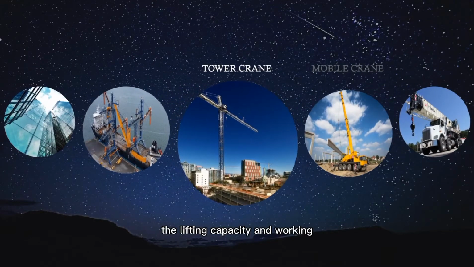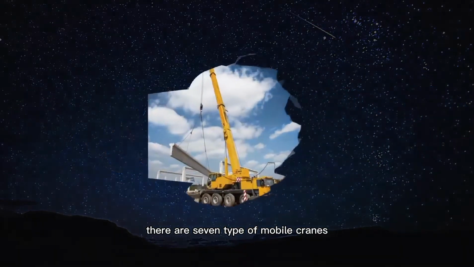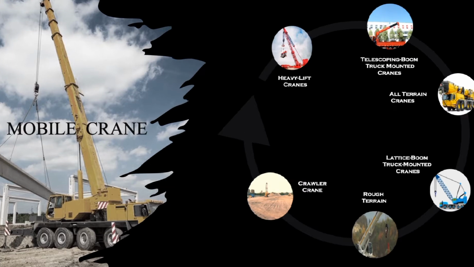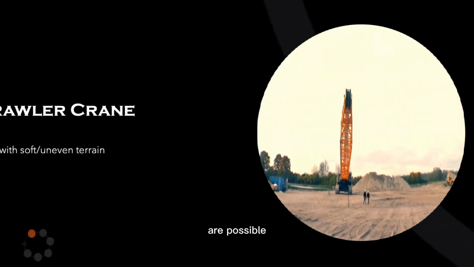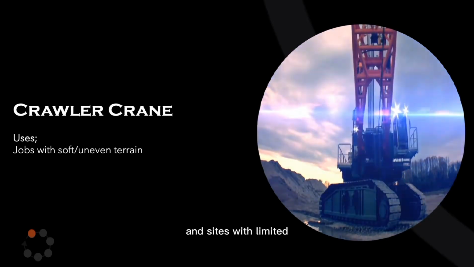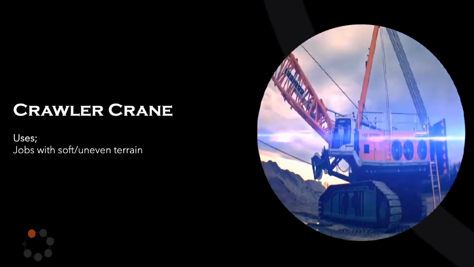The lifting capacity and working range of a crane is important in selecting the suitable crane for performing a given task. There are 7 types of mobile crane, but the most common in Malaysia is the crawler crane. The crawler tracks make it possible to use the crane on soft ground and sites with limited improvement without sinking.